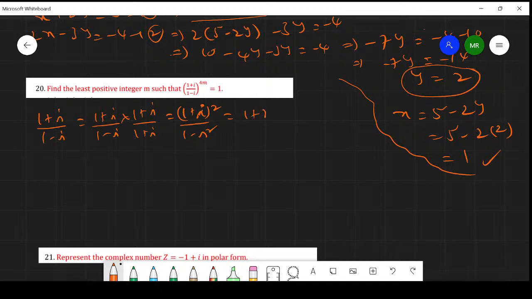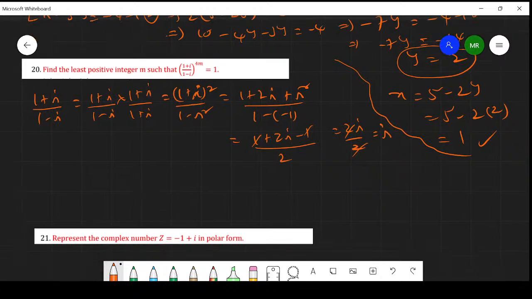Expand: 1 plus 2i plus i square. Or you can expand directly also. The denominator will become 1 minus i square, which is 2. We know that i square is minus 1, so 1 plus 2i minus 1 by 2, the 1s get cancelled. This will be 2i by 2 equal to i. We got i. So 1 plus i by 1 minus i gives i. This is the given problem.